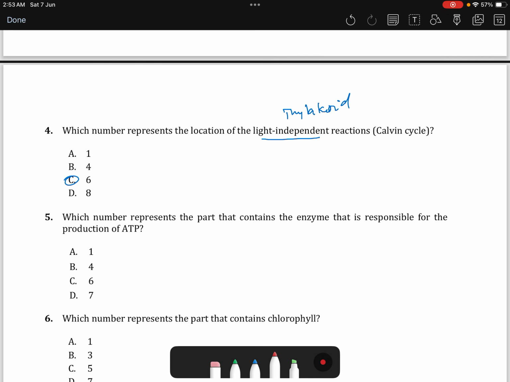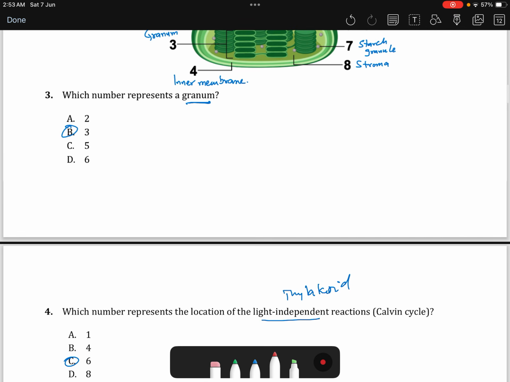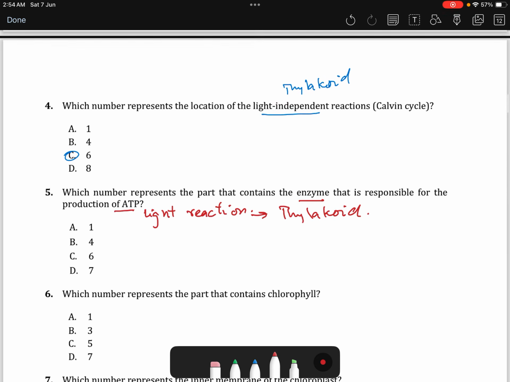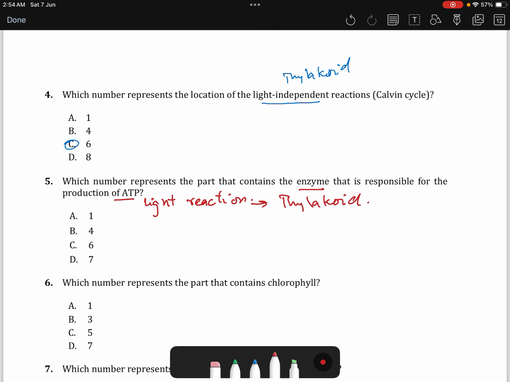Which number represents the part that contains the enzyme responsible for production of ATP? So ATP is produced in light reaction, right? We know it is produced in the light reaction. So once again, if it is light reaction, it means it is thylakoid. So the answer for question number 5 is again, that's what we will say. Thylakoid contains the enzyme responsible for production of this. It is again 6.